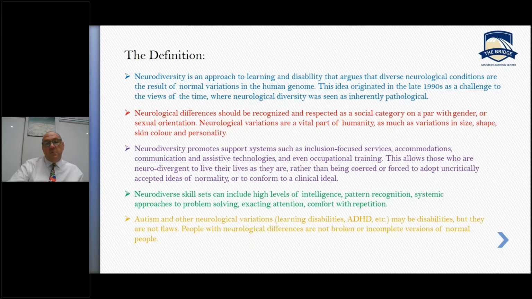and we're going to talk definitely some more about it in more detail, and learning disabilities, ADHD. They may be disabilities, but they are not flaws. There's a big difference between those things. People work very hard to cope with their disabilities, to cope in life. It's not about being flawed, it's about being different. That's really what it's about. People with neurological differences are not broken. They're not incomplete versions of normal people. They're different versions. That's really all it is.